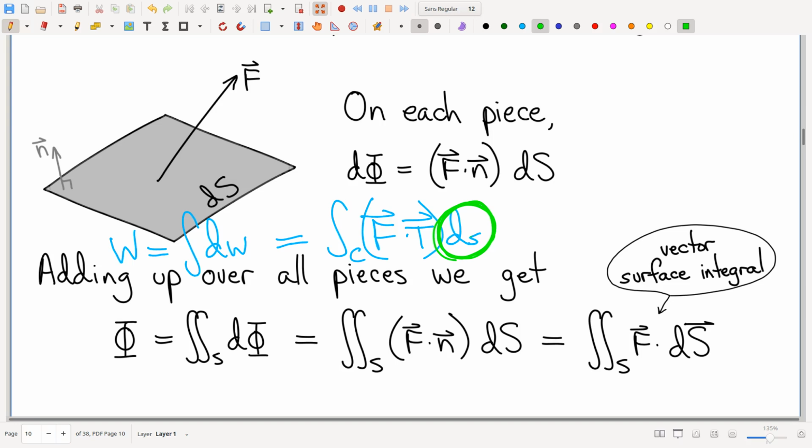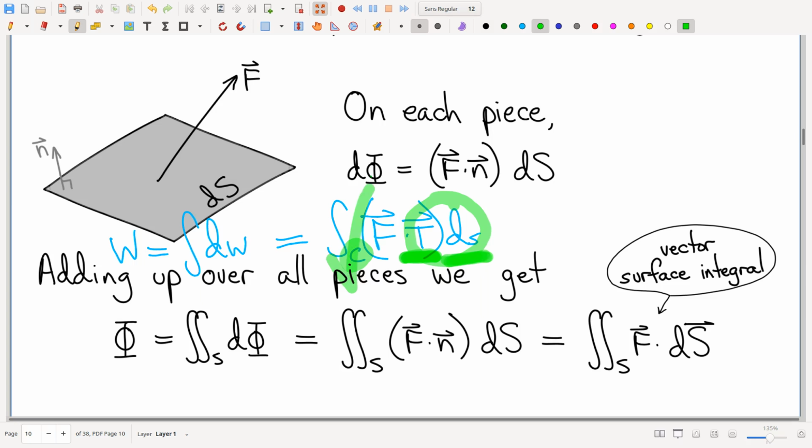ds by itself does not tell us every single thing that we want to know about our little piece of curve, because our little curve has both a size and a direction that it points. So T indicates how that piece of curve is oriented. ds tells us how big it is. And between the two of them, that's what we need to know about our little piece of curve.